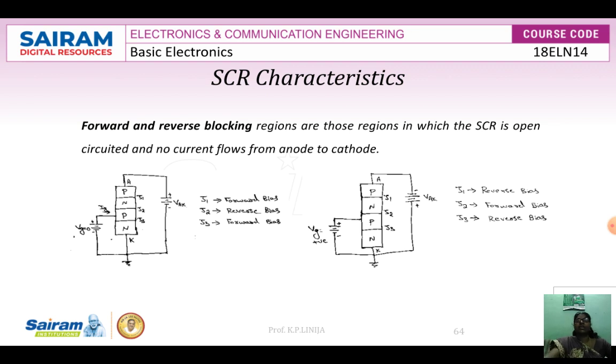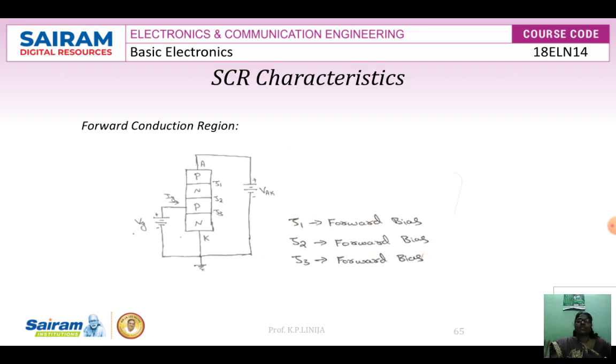Followed by forward blocking as well as reverse blocking, let us discuss the forward conduction region. What do we mean by forward conduction region? In the forward conduction region, we know that the silicon control rectifier is a 4-layer PNPN device, and here also positive voltage is applied to the anode, negative voltage is applied to the cathode, and some positive voltage is applied to the gate terminal. Here junctions J1, J2, J3 are forward biased. Here some current flows linearly.